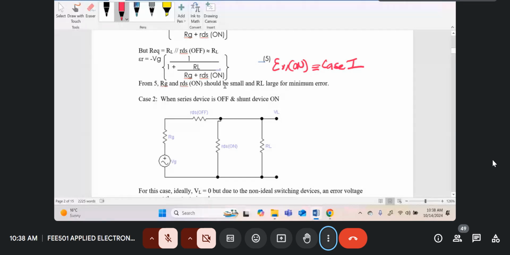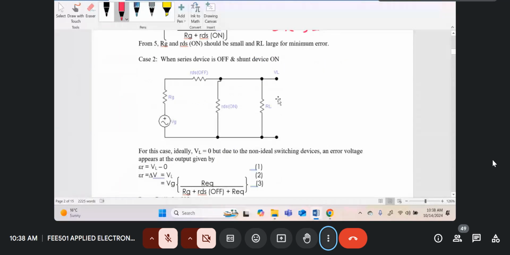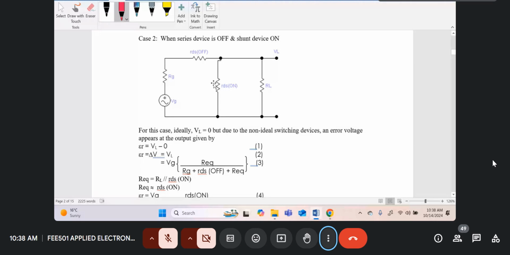Now let's consider case 2. Case 2 is when the series device is off and the shunt device is on. So this is the equivalent circuit. The series device, this FET over here, is off. The shunt device is on. So ideally in this case, the output voltage should be equal to 0 if the devices were ideal, because if you had ideal switching devices, RDS off should have been infinity. So the output voltage should be 0.